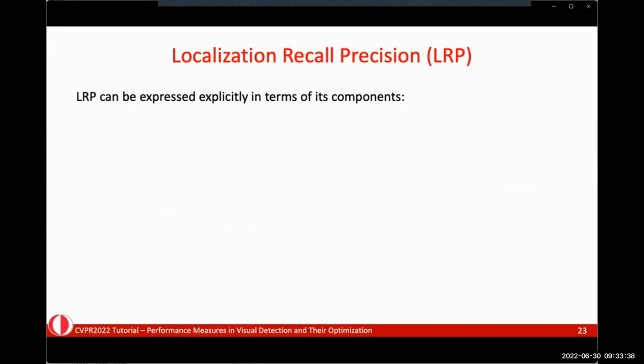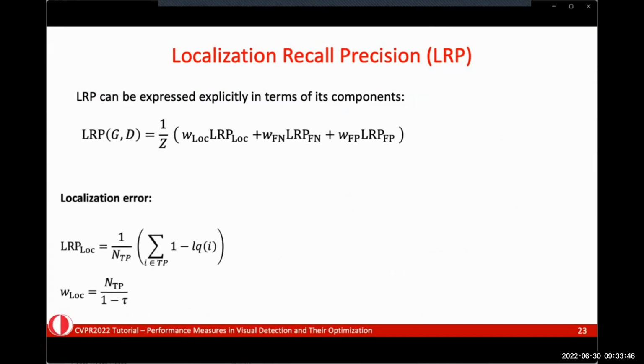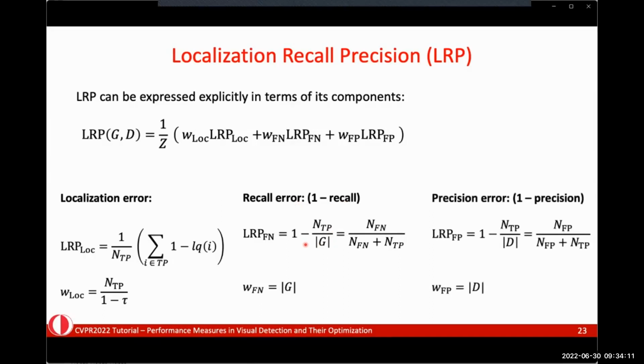LRP can be written in a different way. It can be expressed explicitly in terms of its localization, recall, and precision components. LRP localization component gives us the average localization error computed over all true positives. Recall error is basically 1 minus recall, which equals 1 minus number of true positives divided by the number of ground truth items. And then the precision error is 1 minus precision, which equals 1 minus the number of true positives divided by the number of detections.